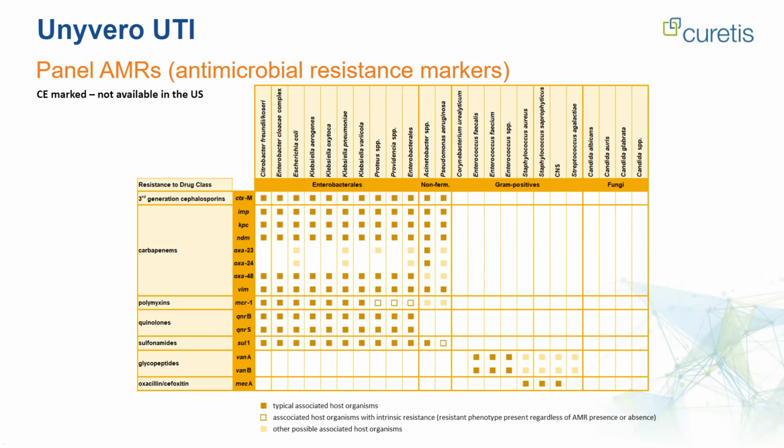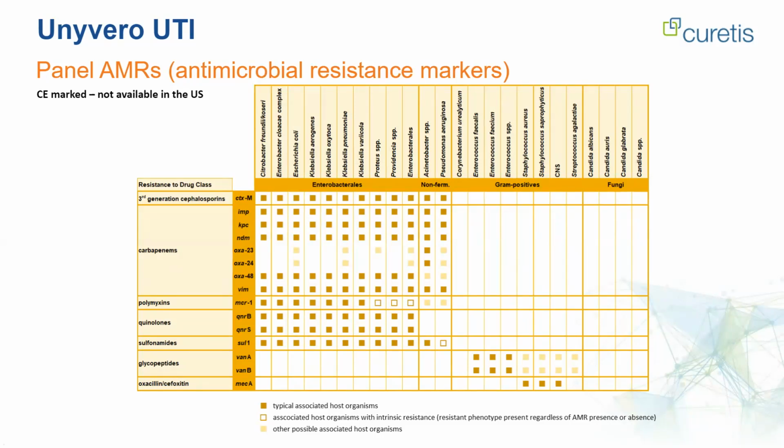The panel includes resistance markers associated with gram-negative bacteria like Enterobacterales and non-fermenting bacteria. In this case, this is Pseudomonas or Acinetobacter. We have CTX-M conferring resistance to third-generation cephalosporins, several markers conferring resistance to carbapenems, but also qnr genes for quinolone resistance, or sul1 conferring resistance to sulfonamides like in trimethoprim-sulfamethoxazole.